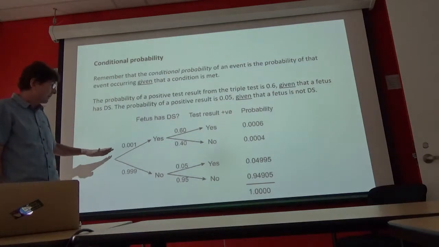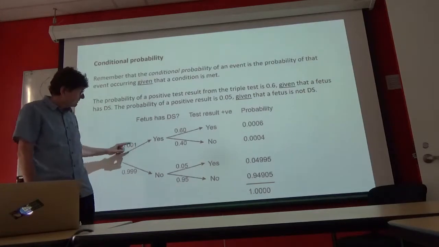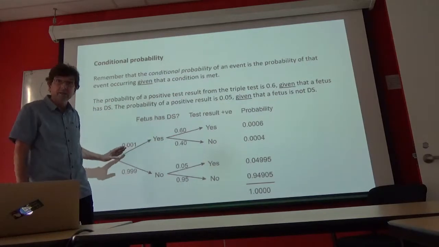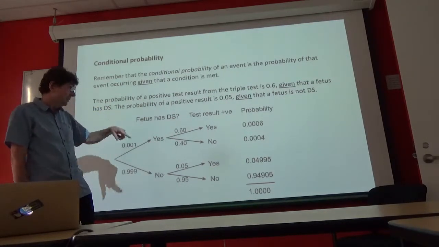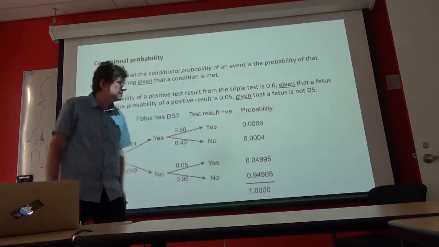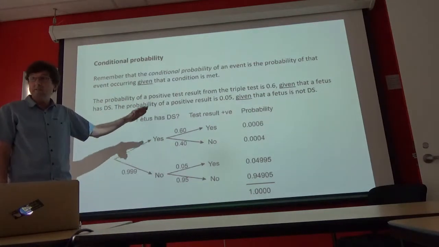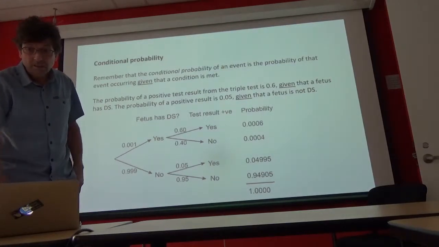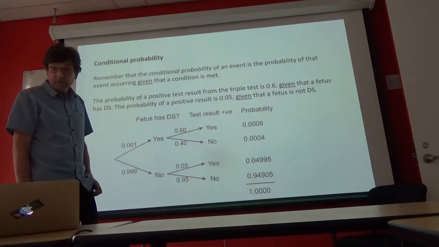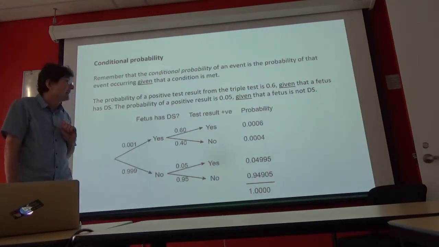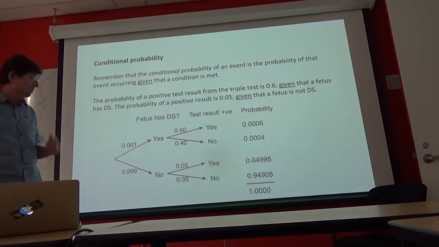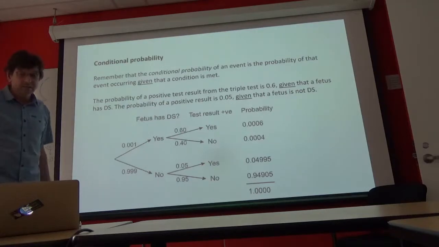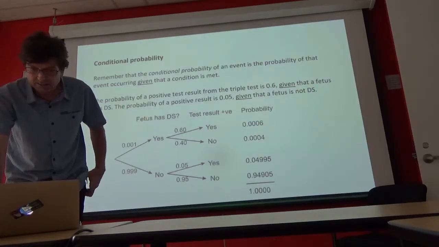The convenient thing about a probability tree is that all of the paths from the root to the tip are mutually exclusive sequences, and so you can multiply their probabilities to get the final probability over there. So 0.01 times 0.6 leads to 0.0006, and so on. And because they're mutually exclusive, they must all sum to 1. Okay, so the probability of a positive result from the triple test is 0.6, given that a fetus has Down syndrome. And this is a conditional probability, which is something I defined the other day, and conditional probability is what Bayesian statistics is all about.